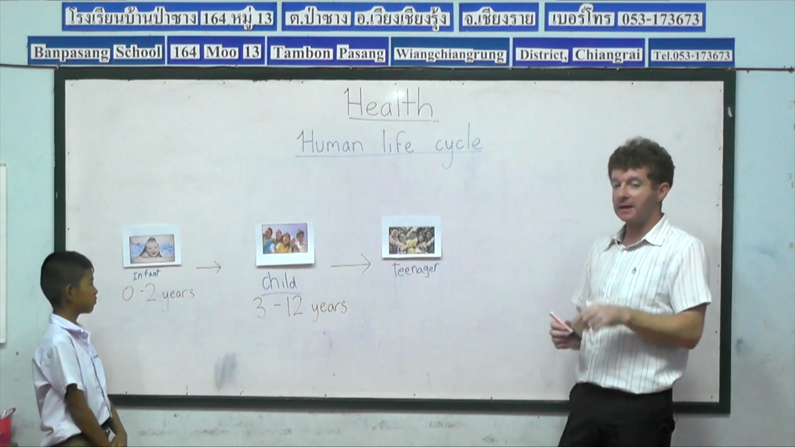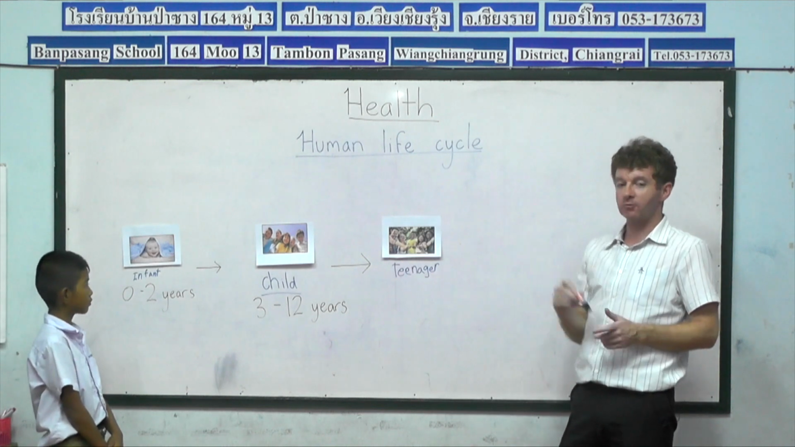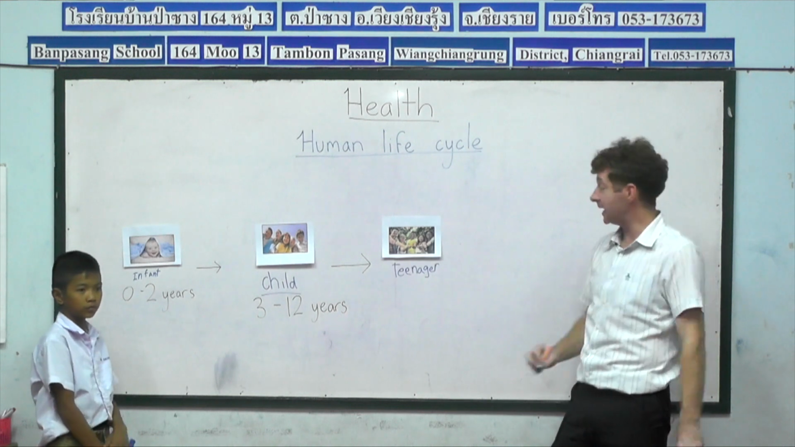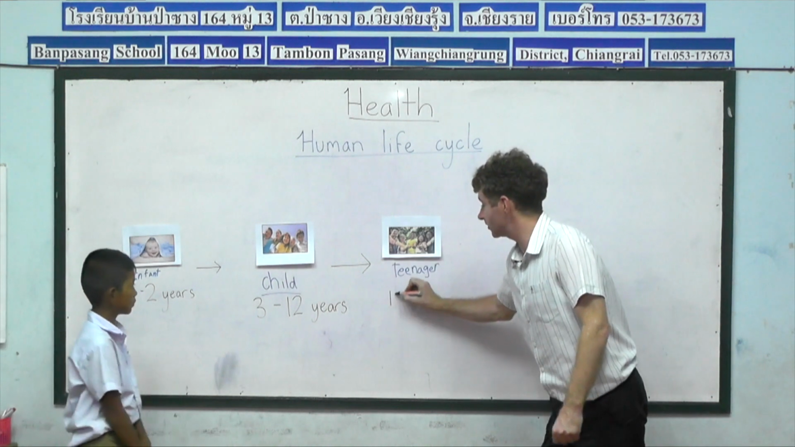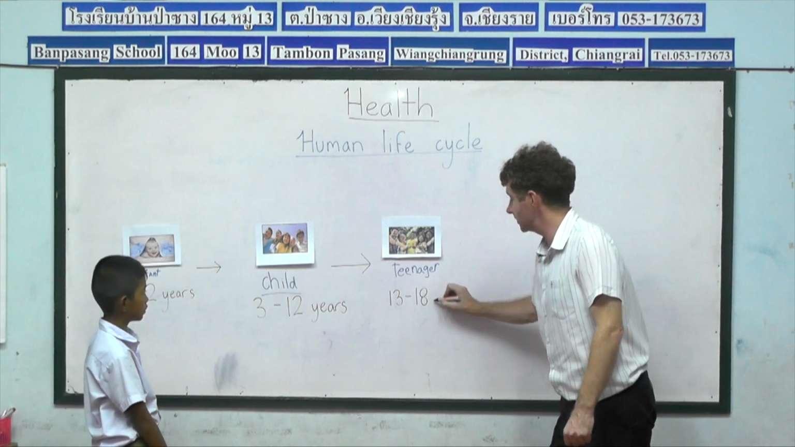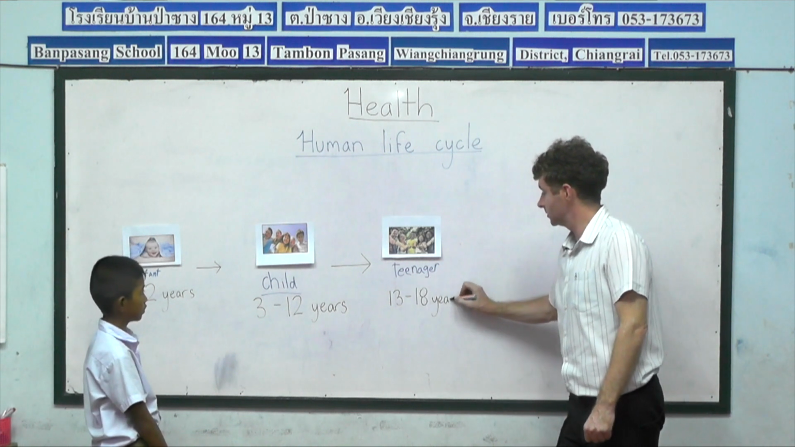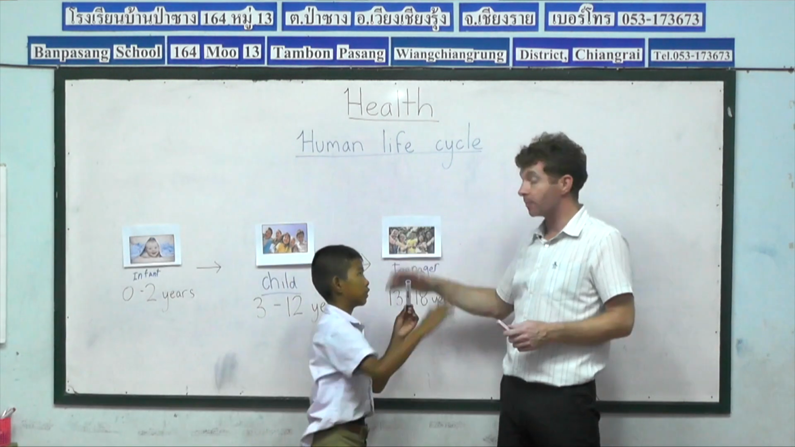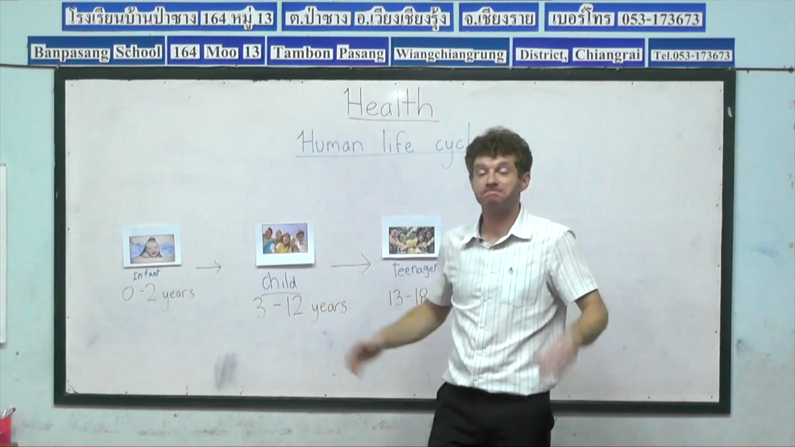Yes, that's what you'll be next, guys. Now you are children, but when you finish being children, you will be teenager. And teenager comes between 13 and 18 years. Well, Pat, that was excellent. High five and a big round of applause for Pat, please, guys.